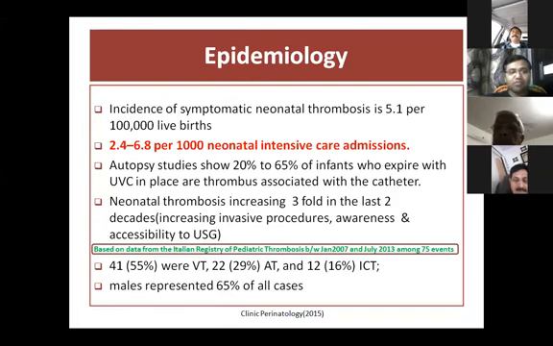Some study from the Italian registry, when they studied around 75 events, found around 55% were venous thrombosis, around 29% arterial thrombosis, and around 16% intracranial thrombosis. Some studies say male and female are equal, but this study shows males represented more cases.